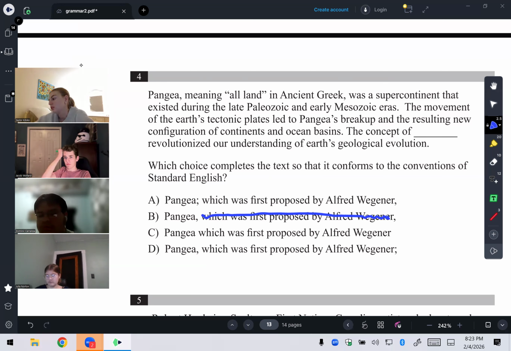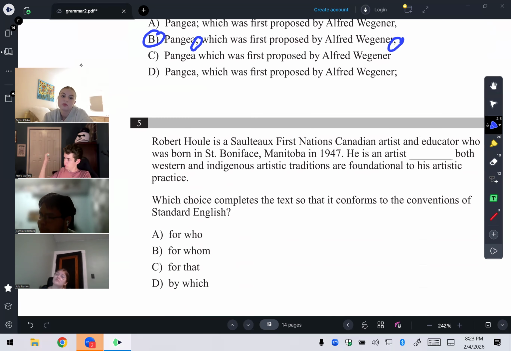So I don't think we've restricted the referent, Pangea. That's a non-restrictive clause. Non-restrictive clauses take commas, which was answer choice B. On to number five.